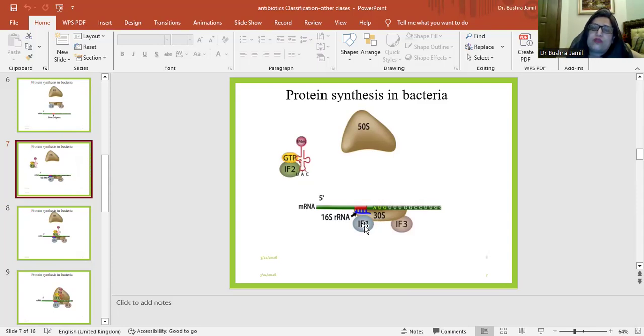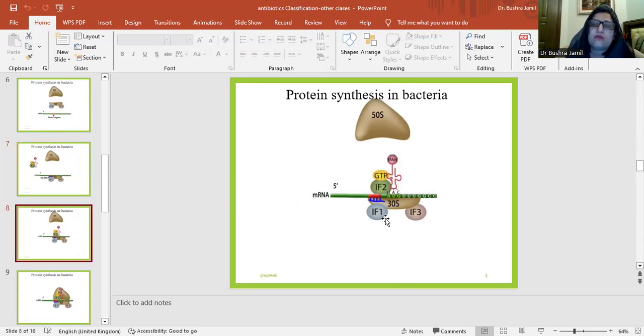So after the binding of the smaller subunit to the messenger RNA, another initiation factor called IF2 binds to the transfer RNA carrying the anticodon to the start codon, and then it binds to the start codon on the messenger RNA. So you can see, okay, now the initiation complex is complete.